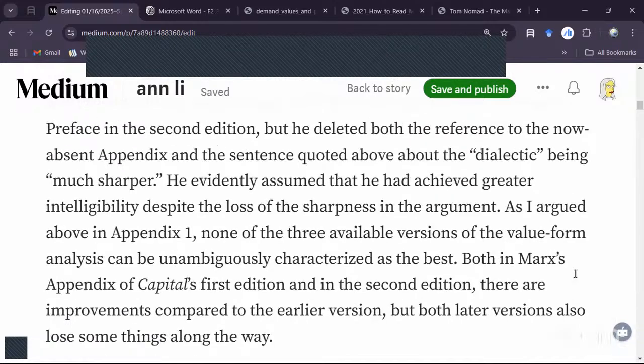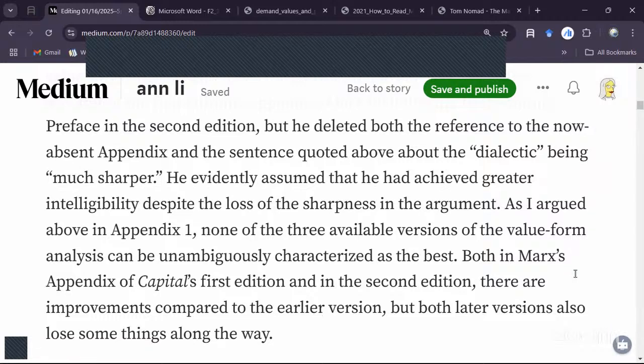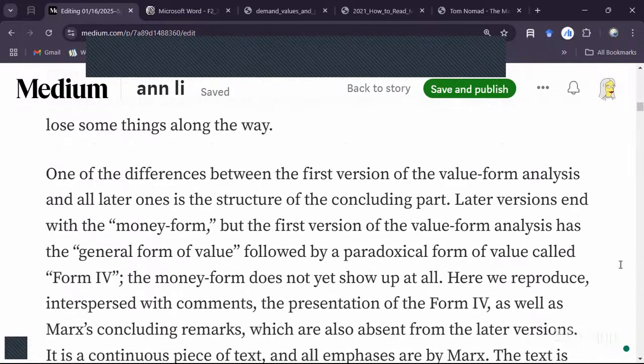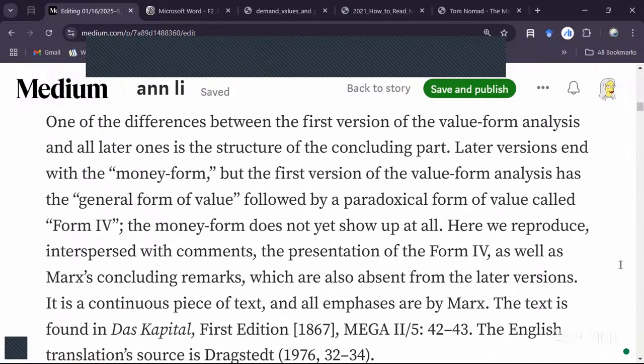As I argued above in Appendix 1, none of the three available versions of the value form analysis can be unambiguously characterized as, quote unquote, the best. Both in Marx's Appendix of Capital's first edition and in the second edition, there are improvements compared to the earlier version, but both later versions also lose some things along the way. In fact, that may be the whole business that we've been playing around with, the 2024 version.